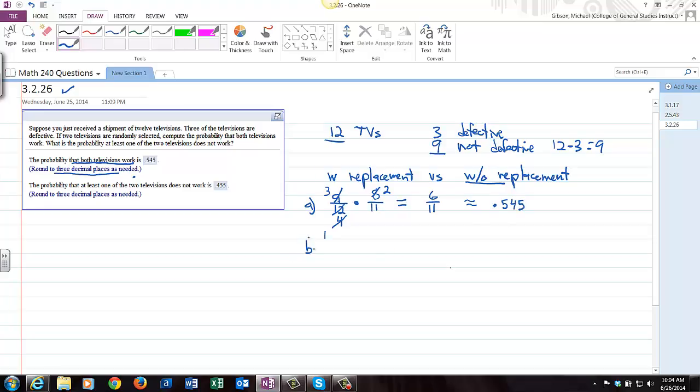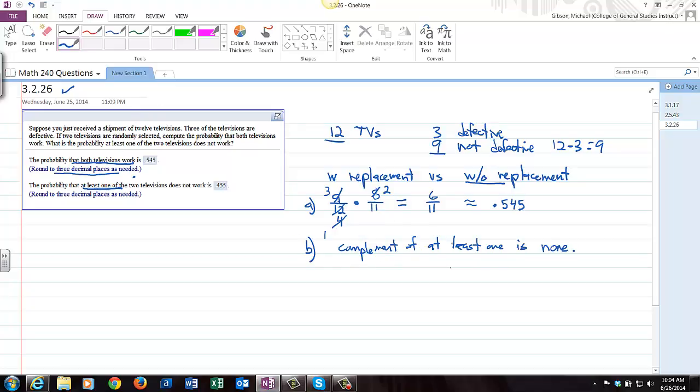Part B, the probability that at least one of the 2 televisions does not work. Alright. At least one in pretty much every problem is the main situation where you think you want to do the complement. The complement of at least one is none. Okay, so let's think about that a minute.